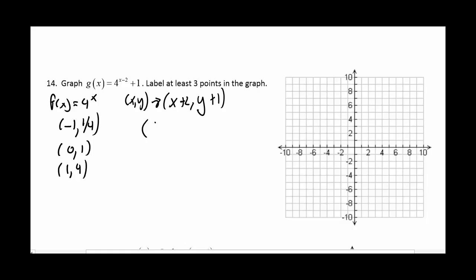-1 plus 2 is 1. 0 plus 2 is 2. 1 plus 2 is 3. And then 1/4 plus 1 is 1 1/4. 1 plus 1 is 2. 4 plus 1 is 5. And then we'll plot those points. So 1 and 1 1/4 is right there. 2, 2, and 3, 5 right there.